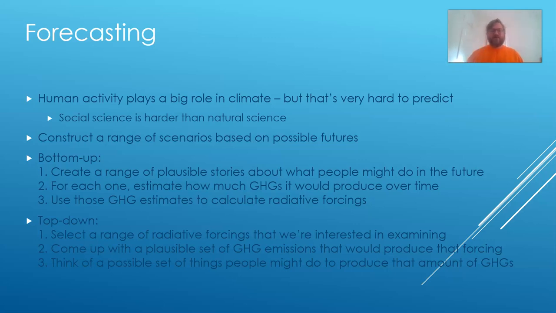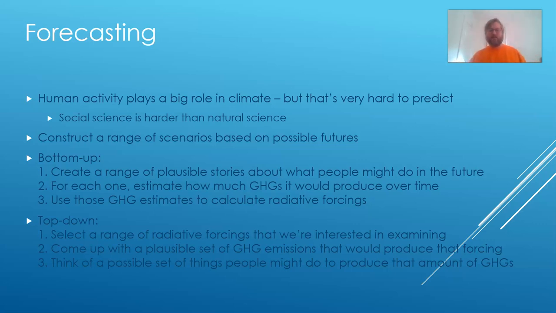So if we're constructing a bottom up scenario, we start by kind of trying to tell a story about what people might do in the future, right? So we might tell one story where everybody starts taking climate change really seriously and makes big changes in our CO2 emissions. Then we might tell another story where people don't take climate change seriously or have vested interests in not doing something about it, and so we continue to do a lot of emissions, right? We tell these different stories about what might happen in the future.